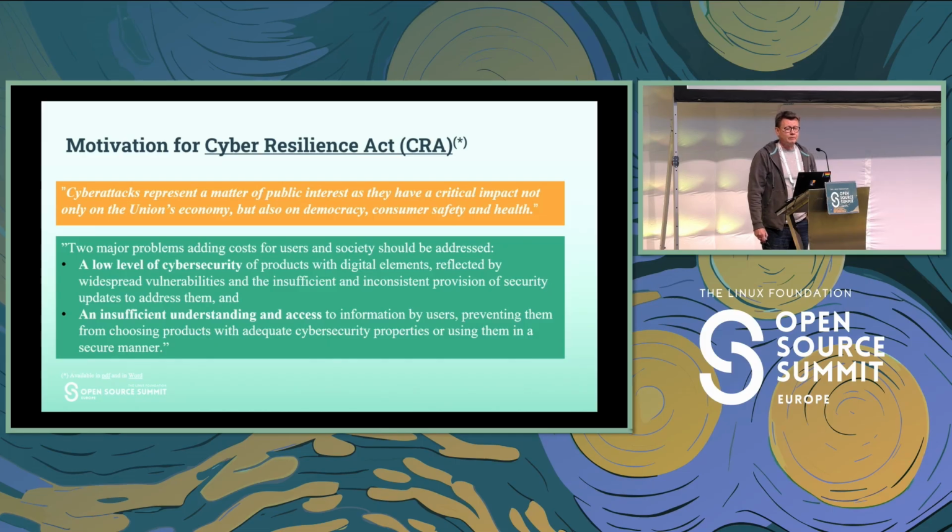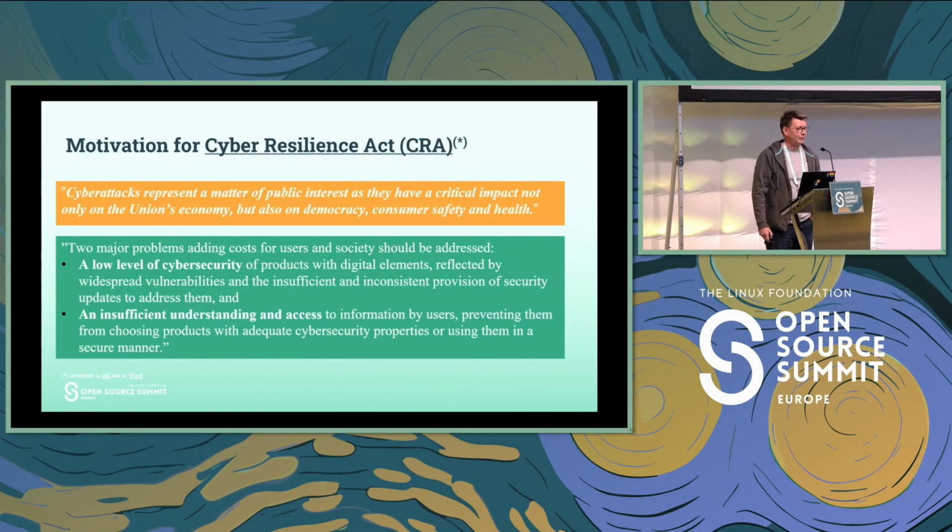I think the first quote there clearly points out that cyber attacks are a matter of public interest. It touches the whole of the Union, the population there, and it's not only something that is unpleasant and puts people in difficult places, but it's also impacting the economy, obviously, but also society at large. Democracy is in jeopardy, consumer safety is in jeopardy, and even health. And I mean, those are pretty serious things. So at least my opinion is that the motivation is proper, it's correct.